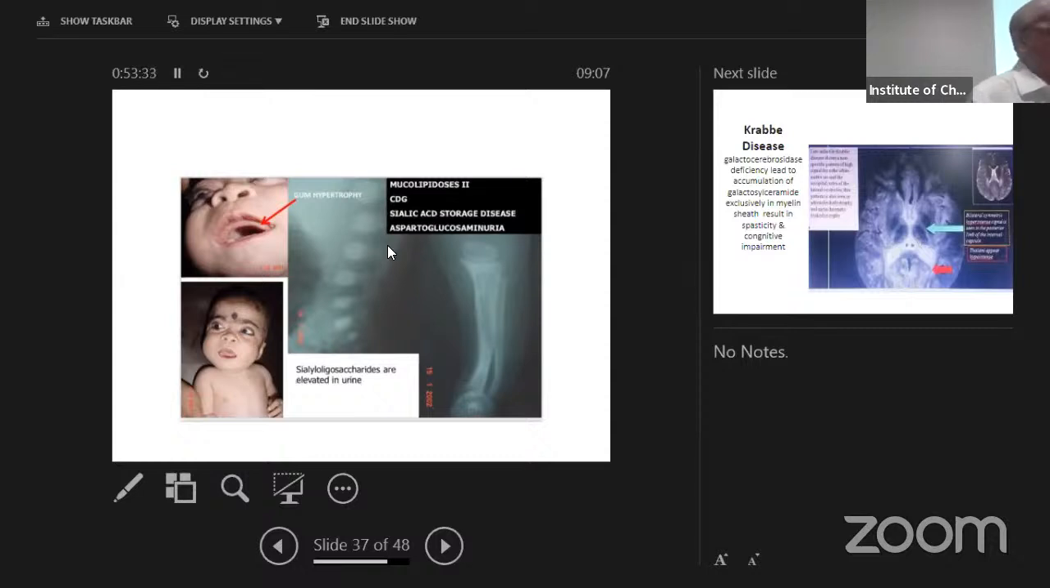So that's about it, and pycnodysostosis is one of the conditions which can present with bone changes only. I think I presented one. So that's all about lysosomal. This is just a primer.